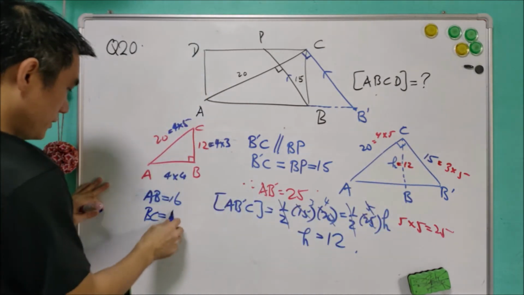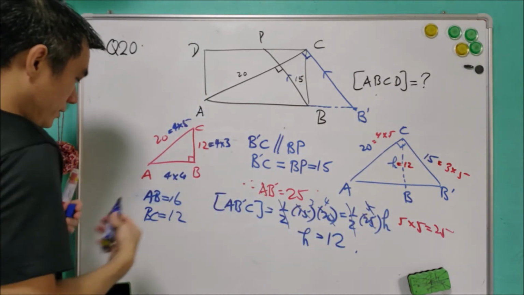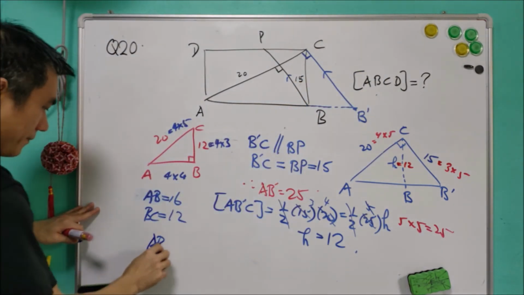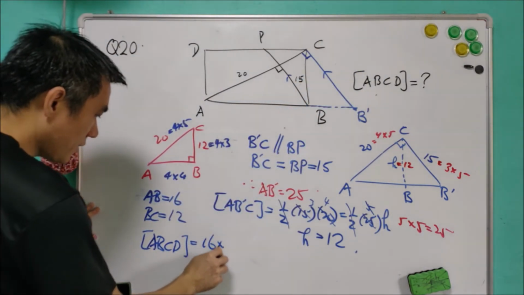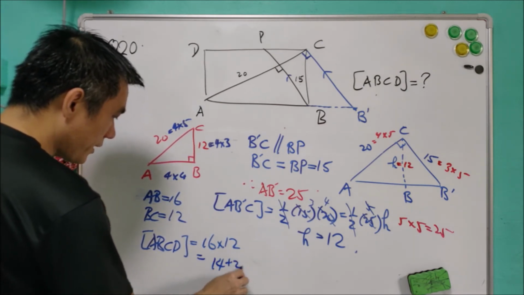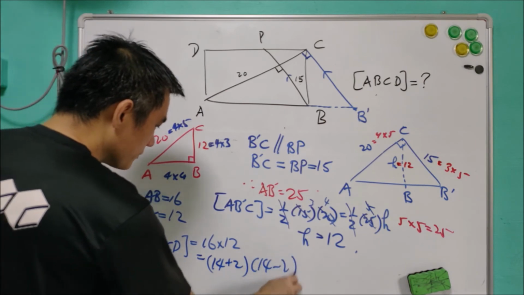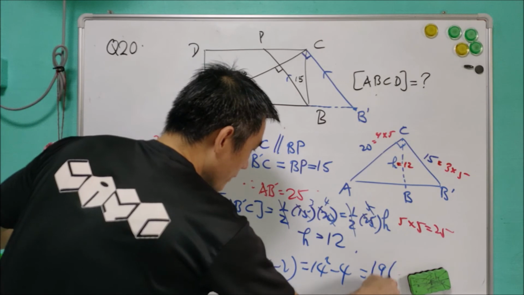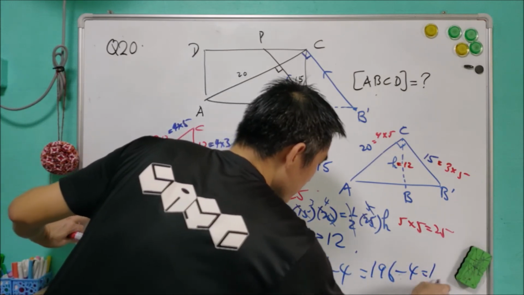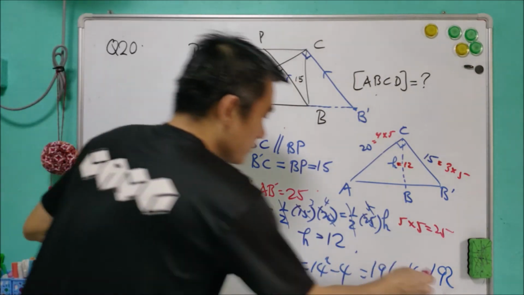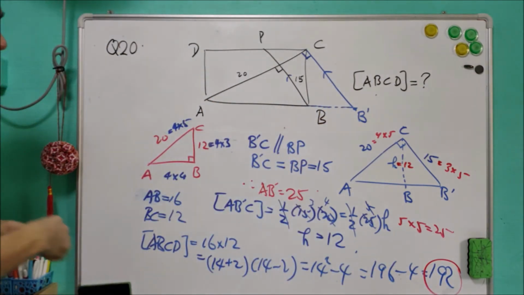And BC is equal to, H is equal to 12. So the area of rectangle ABCD is equal to 16 times 12. And this is 14 plus 2, 14 minus 2. That is 14 squared minus 4. This is 169 minus 4. So the answer should be 192. So 192 is the answer for question 20.